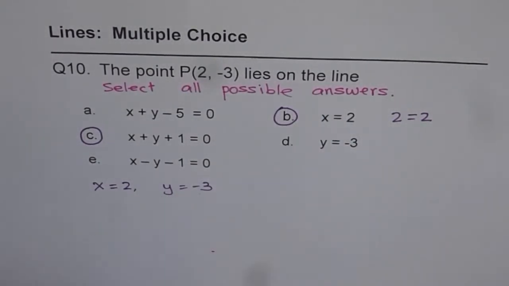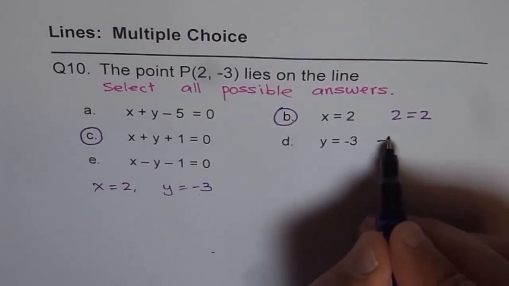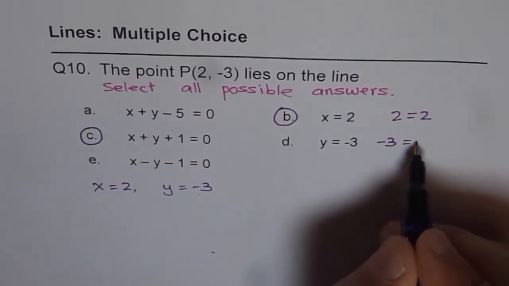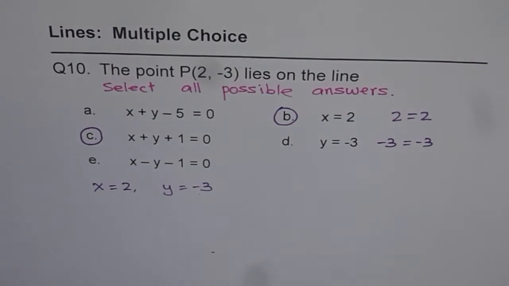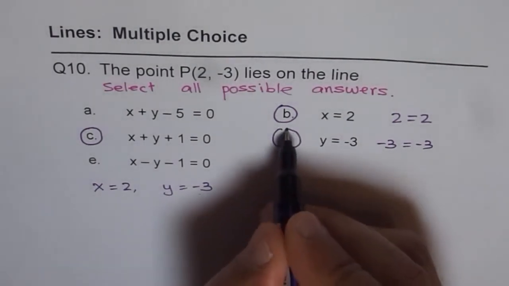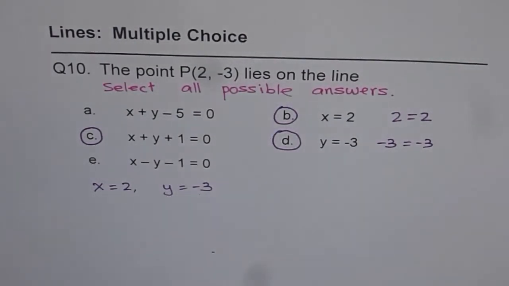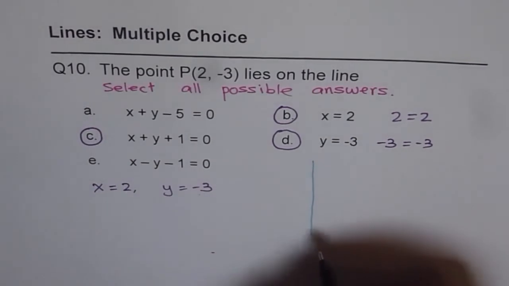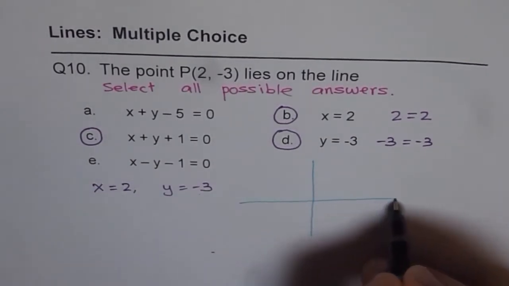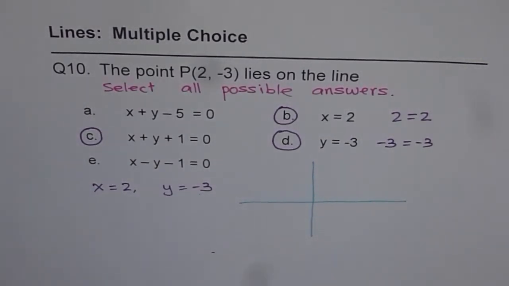How about y equals -3? If I put y equals -3, I get -3 equals -3. So this is also true. So we have 3 different solutions in this particular case. Now let's have a closer look at all these 3 solutions. It's a very good question, and I would like you to really think about it.